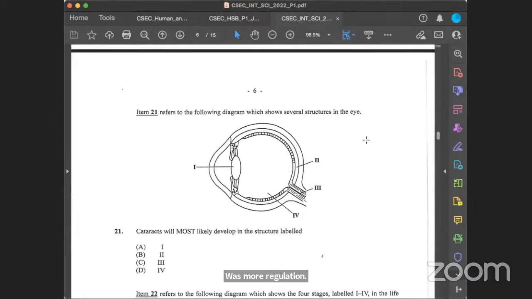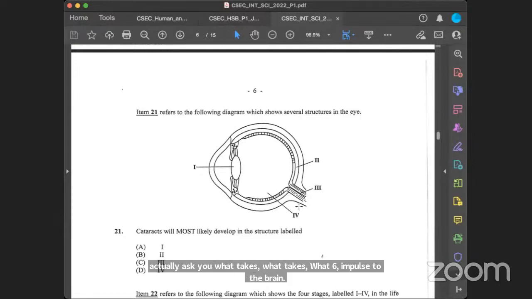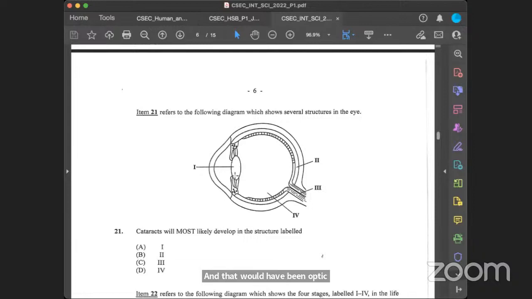21. Cataracts develop where? This is a lovely question. This question used to ask you what takes impulse to the brain? And that would have been the optic nerve. But now they're asking you where cataracts develop. Cataracts develop in the lens.